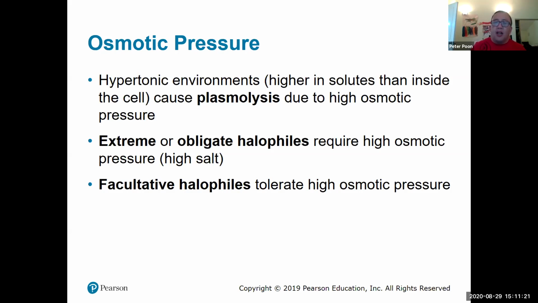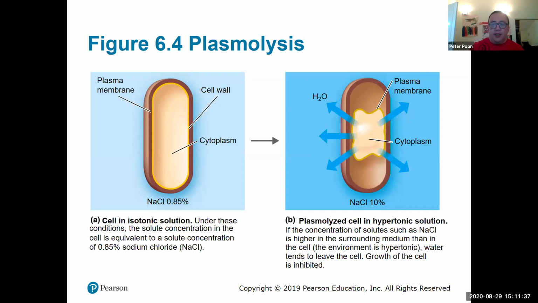Hypertonic environments. Higher solute concentration outside the cell causes plasmolysis due to osmotic pressure. This is actually a really important concept. If you add salt, this is what happens to bacteria, and bacteria usually die when this happens. Even if it doesn't die, it doesn't reproduce. It just stays there. This is really important. This affects us in many ways.